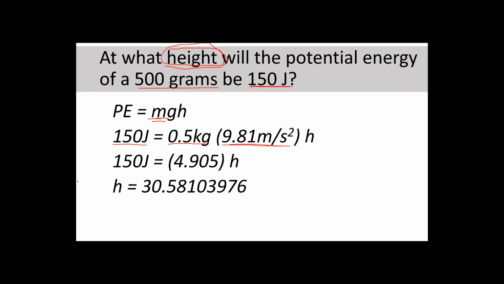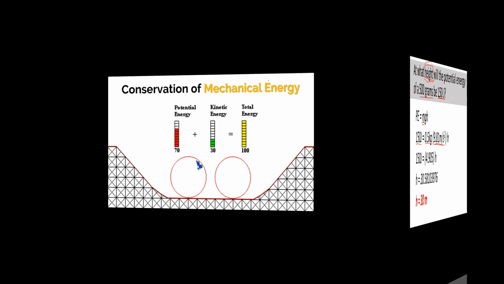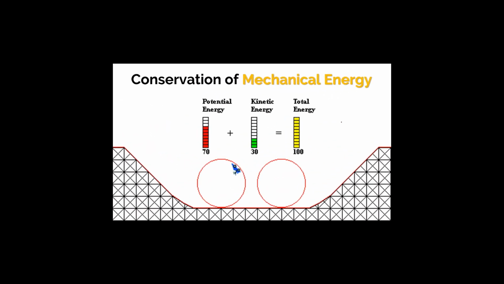Okay? So next, since the least number of significant figures is 1, then we round this to one significant figure, and that is equal to 30 meters.